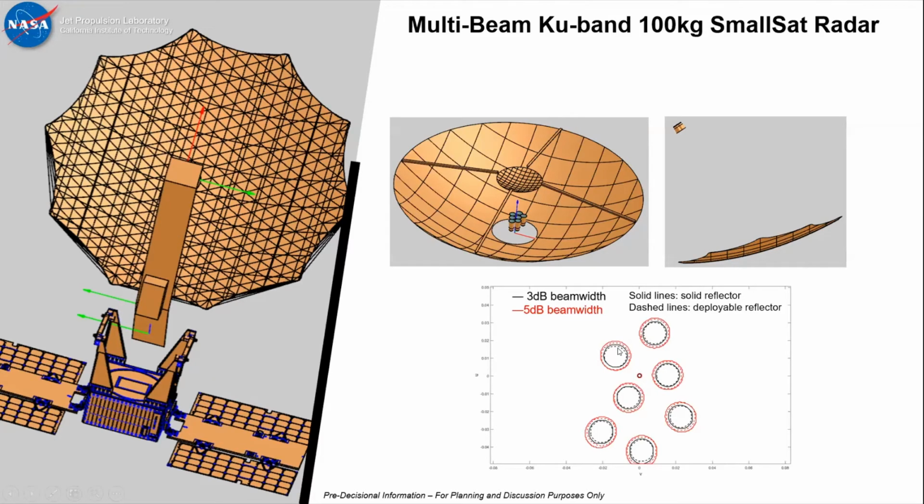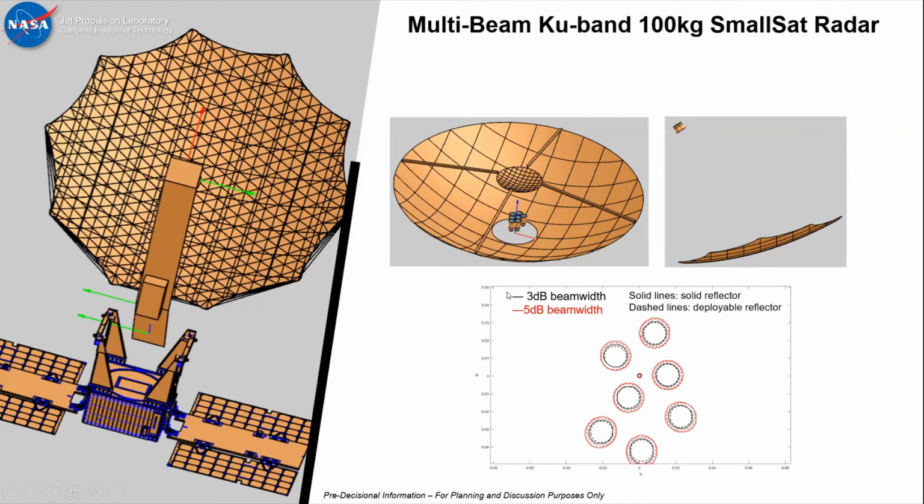In this beam overlap, the solid line is the solid reflector and the dashed line is the deployable reflector. And the way we did that is that first we designed the solid reflector and then we designed the mesh reflector to match the beam of the solid reflector using an optimizer.